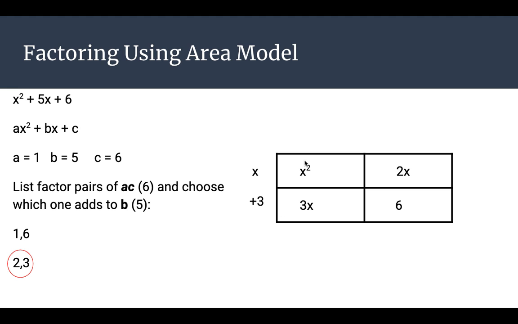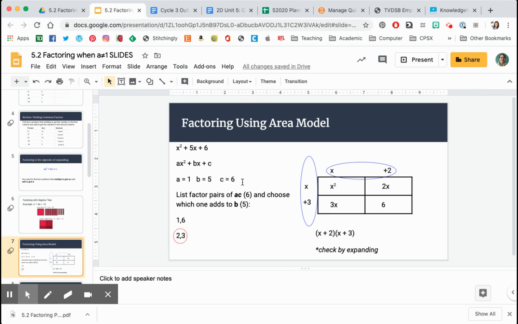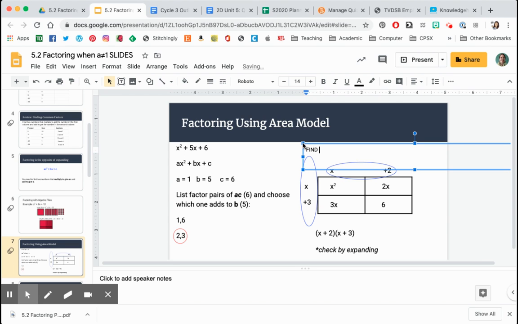Now we're going to do the columns. And I'm going to type that up here because I want you to know that. So I'm going to say: find GCF of each row and each column.